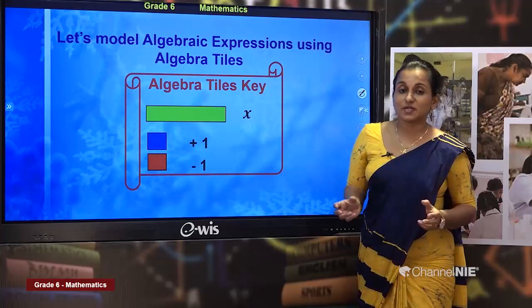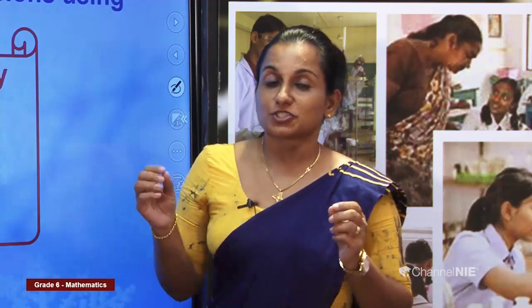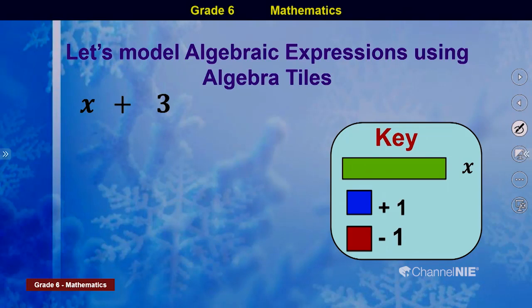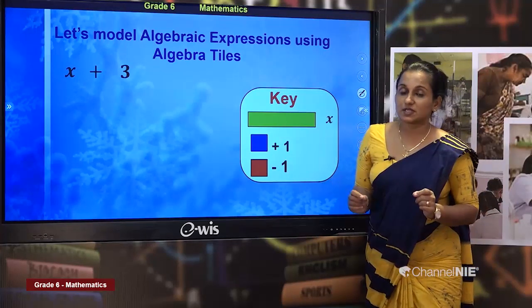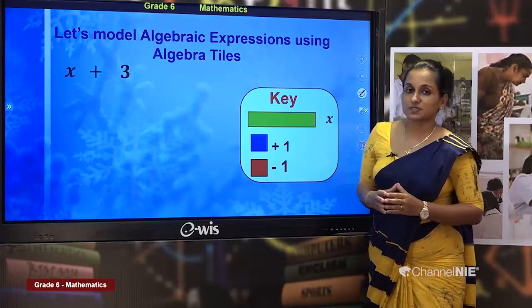We use algebra tiles to model algebraic expression. Now shall we model some algebraic expressions using algebra tiles? Let's see. Here I gave you the key, that means what we have learned about algebra tiles. Now I want to represent x plus 3 using algebra tiles. How do I represent that?